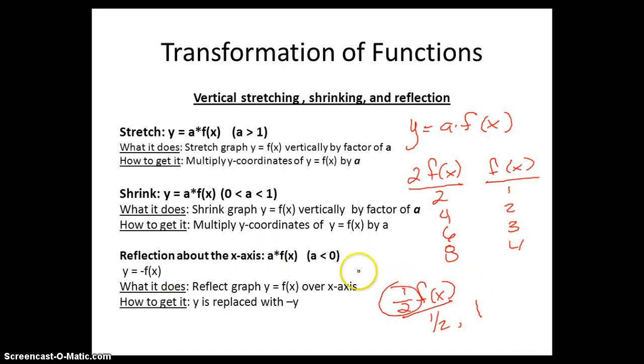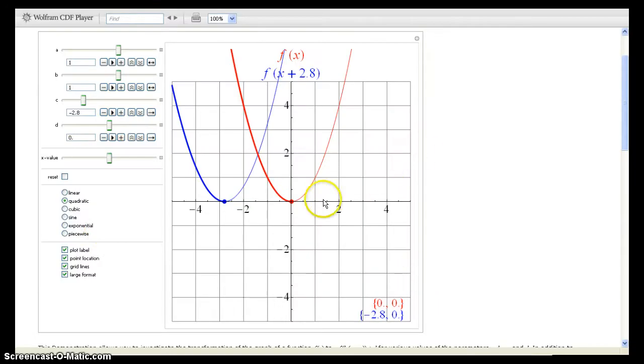And then the reflection part as well: if anything is negative out in front, if your a is negative, then it's going to reflect. And let's look at how all this works together now.